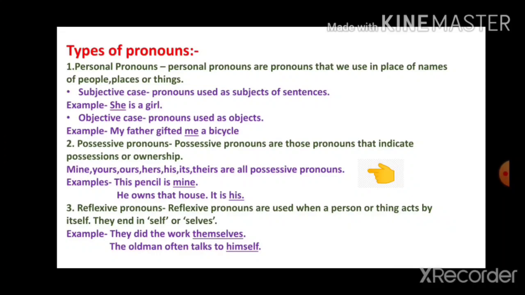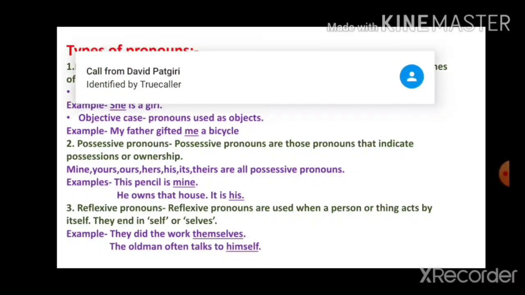And mine, instead of my, we will use mine. And his is the same for both. In possessive adjectives also we use his, and in possessive pronoun also we use his. The rest of the difference is that we add s. I will discuss about it again later in my video. For example, this pencil is mine. Second, he owns that house. It is his. It is showing us ownership. Whose?